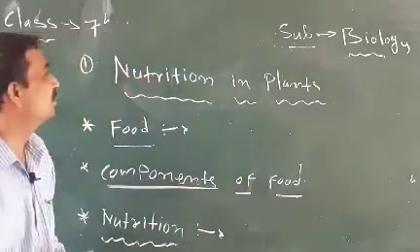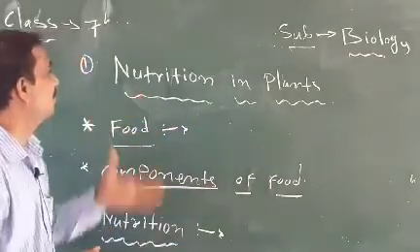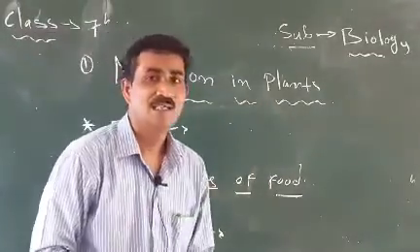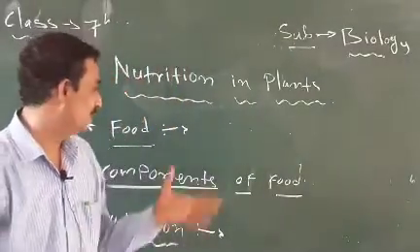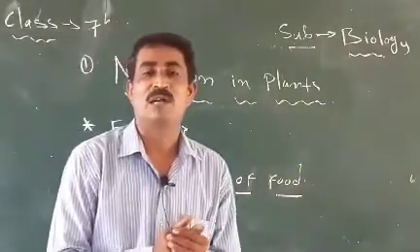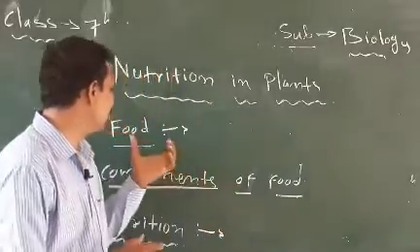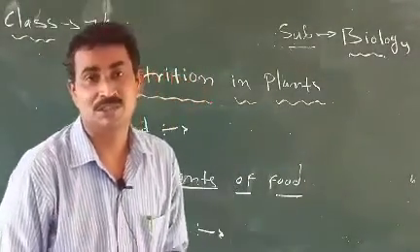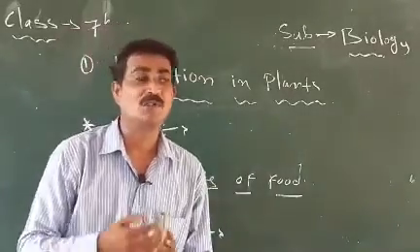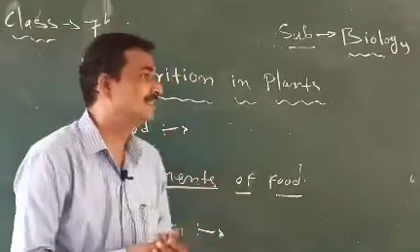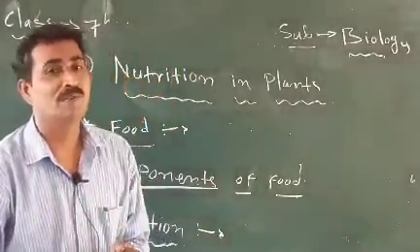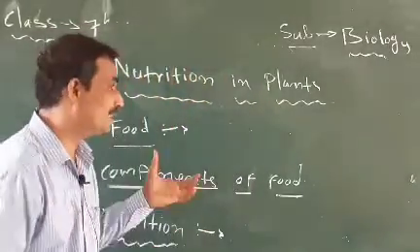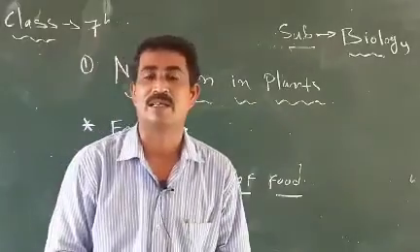Today we are going to learn the first chapter of biology, called plant nutrition. Inside it we want to learn the important things: food, components of food, and nutrients. We want to collect all this information. Before going into these lessons, we need some knowledge from previous classes so that we can understand the next class.